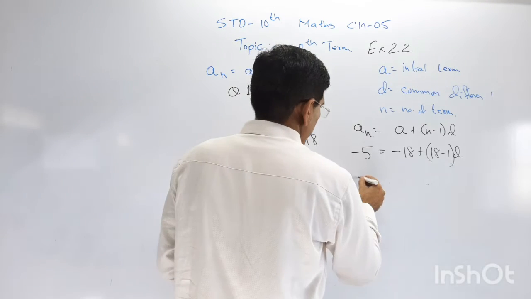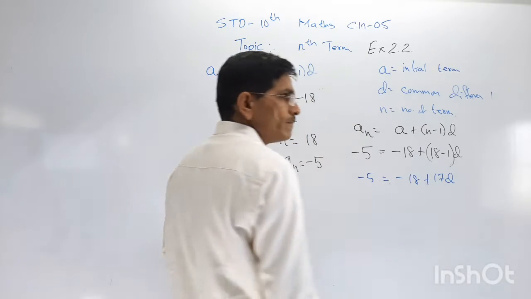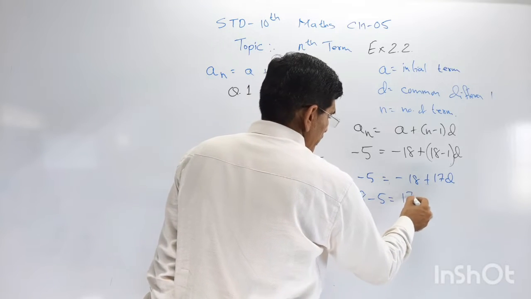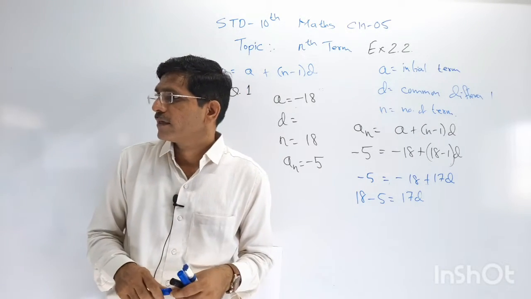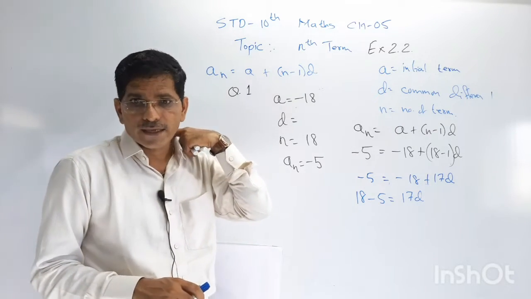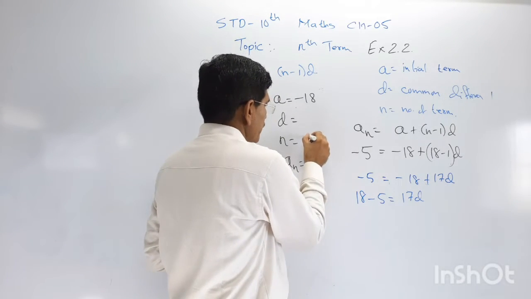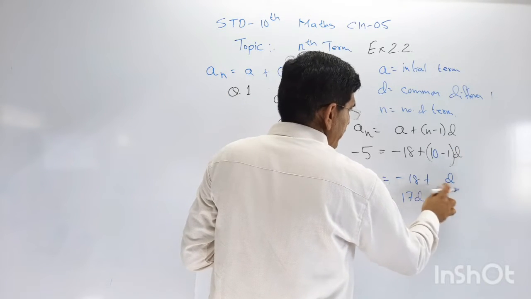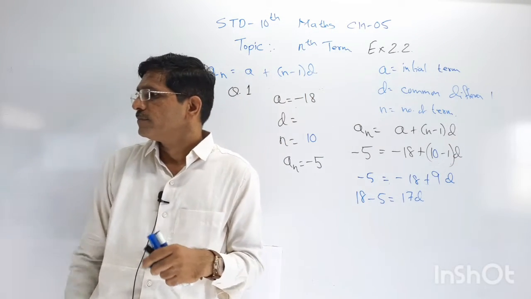Now minus 5 is equal to minus 18 plus 17d. So minus 5 plus 18 is equal to 17d. Okay, n is equal to 18 I am using, but in the question it is 10. In your text question it is 10. So I have to put 10 here, so 9d I have to write. So minus 5 plus 18.